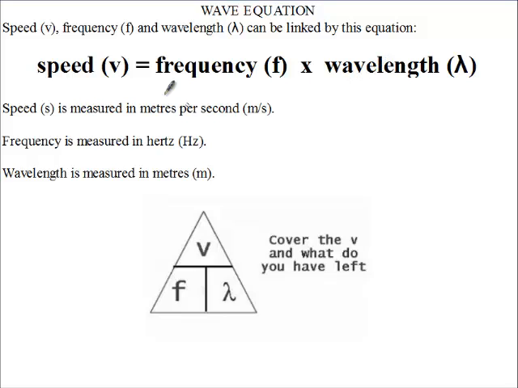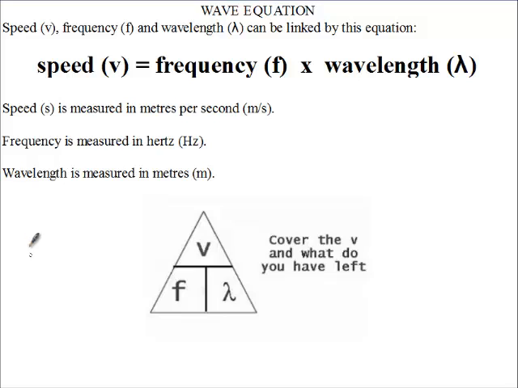Okay, so here we have v is equal to f times lambda. Lambda is a Greek alphabet. So here we see that speed is measured in meters per second, frequency in hertz, and then wavelength in meters.